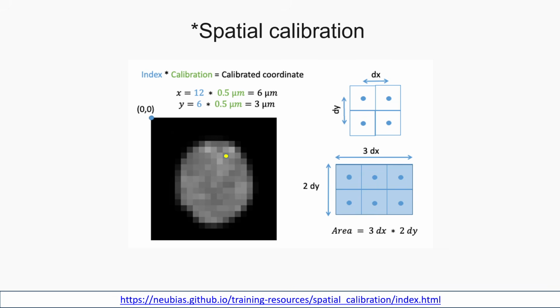For example, if one pixel corresponds to half a micrometer, and we're measuring 12 pixels, then this comes to 6 microns. Without spatial calibration, measurements such as cell size, nuclear diameter, tissue thickness, or distance between cells cannot be accurately interpreted.